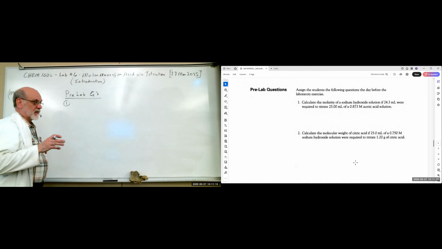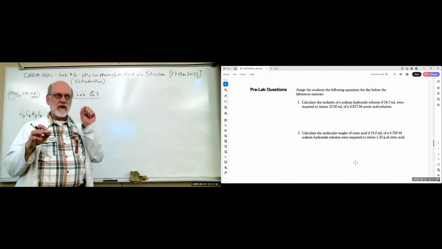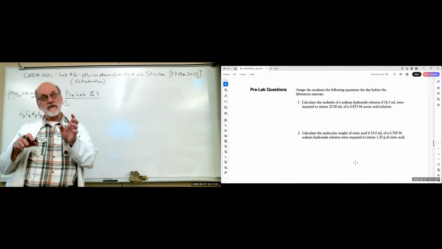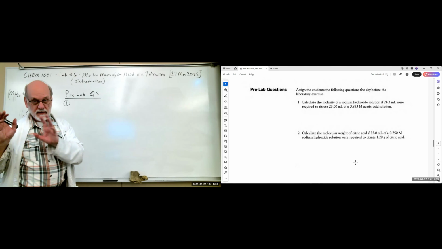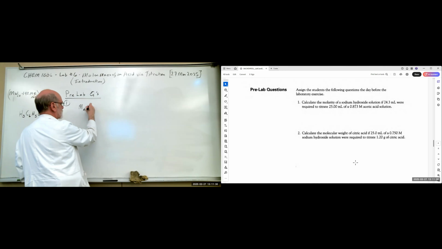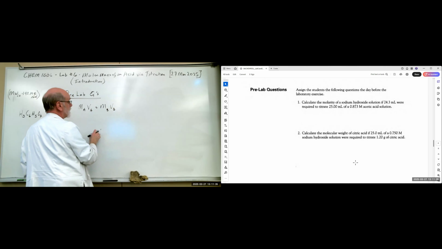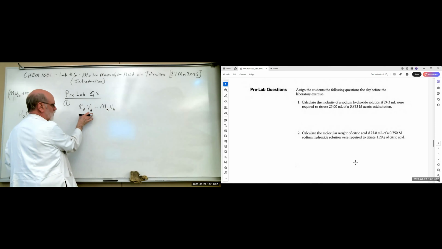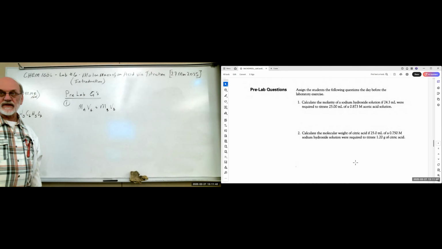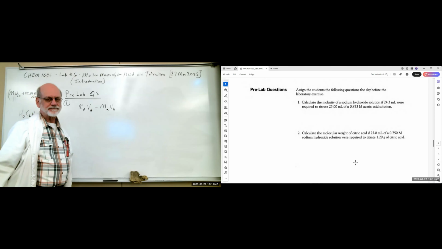So the first one is, we're told to calculate the molarity of a sodium hydroxide solution if 24.3 milliliters were required to titrate 25 milliliters of 0.873 molar acetic acid. All we need to know firsthand is that sodium hydroxide is monobasic, 1 OH per molecule, and acetic acid is 1 hydrogen per molecule. Then we can use this relationship: molarity of the acid times the volume of the acid equals the molarity of the base times the volume of the base. Why? Because this tells us the number of moles of acid and this tells us the number of moles of base, and they have to be equal at the equivalence point, which we're approximating with an endpoint.